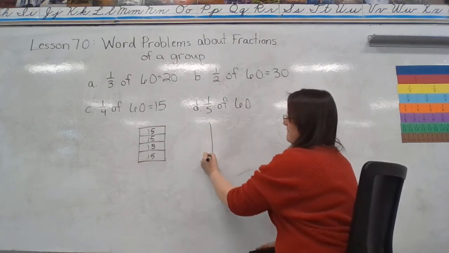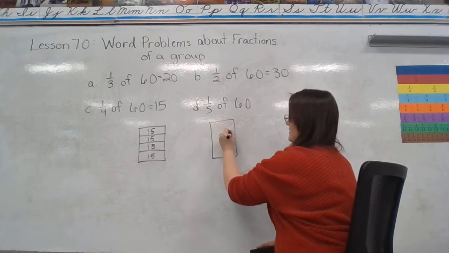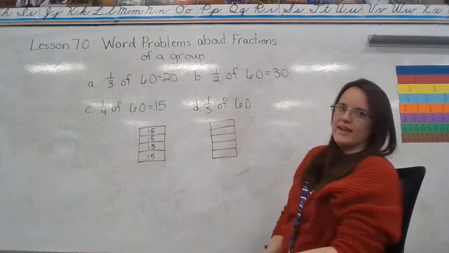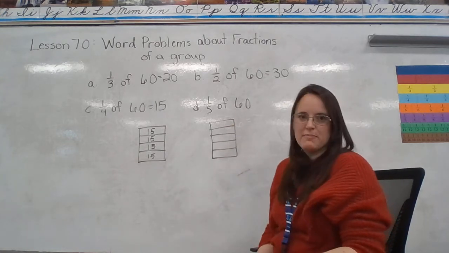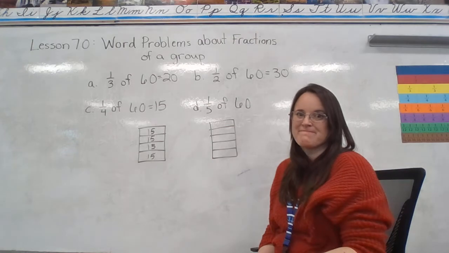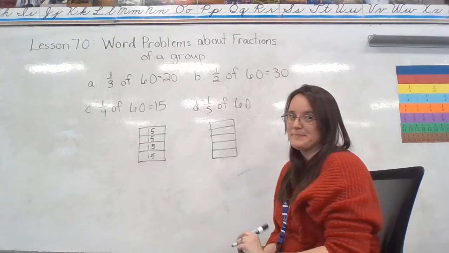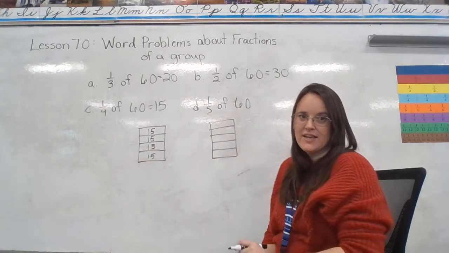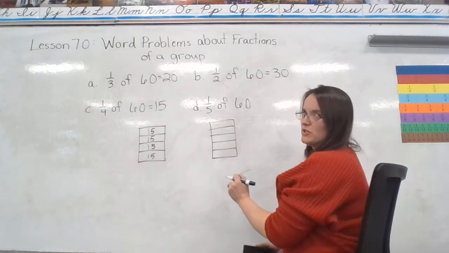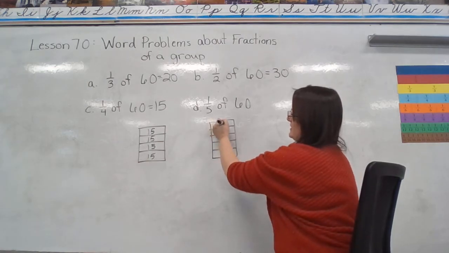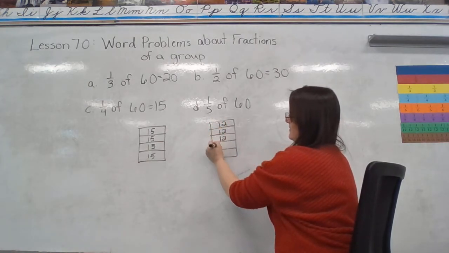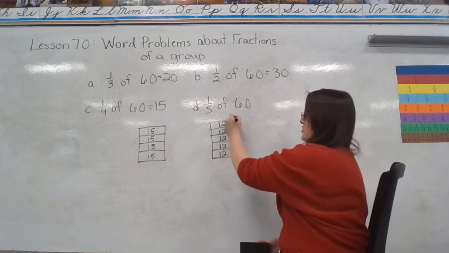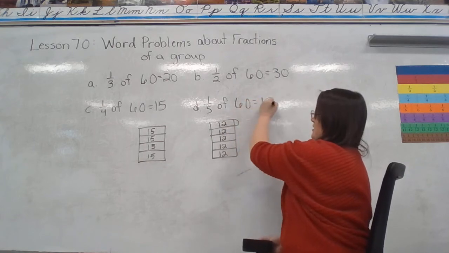Finally, we have 1/5 of 60. So we'll divide this into fifths. And I want to split it up so that it's even. This is a memory problem. What number times 5 is going to give me 60? Or 60 divided by 5 is equal to, did you say 12? So 1/5 of 60, just this section, is going to be 12.